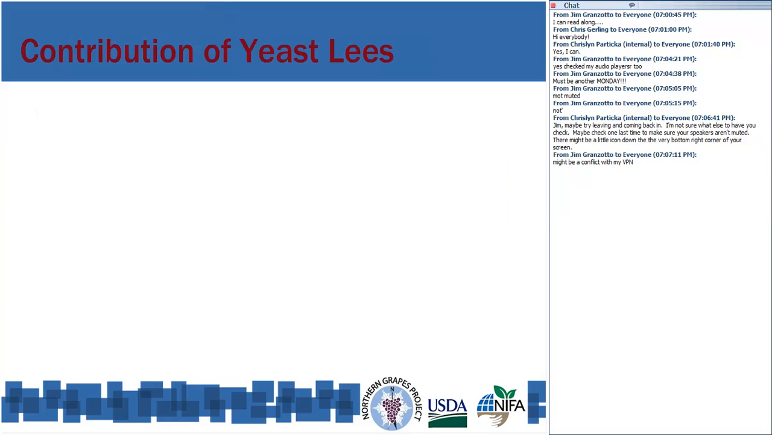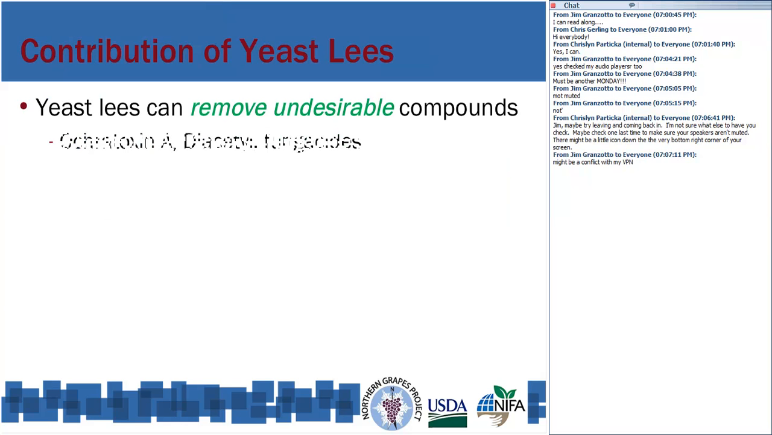And then we can't forget about yeast lees too, because yeast lees also play a significant role in contributing to the overall aroma of your wine. They can remove some undesirable compounds, like ochratoxin A, which is a carcinogen, and legally they're limiting amounts that you can have in your wine now.